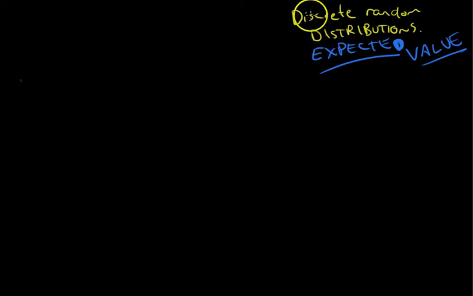So we're looking at discrete random distributions again today. This time we're looking at something called expected value. It's the value that you expect each time you perform some sort of experiment or a trial. It'll make a lot more sense if we run through an example.